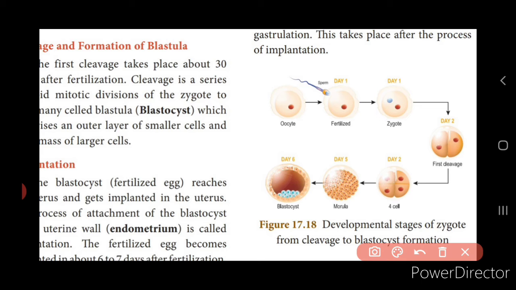So this is about the fertilization period. The fertilization period involves the formation of the blastula, implantation, gastrulation, organogenesis, formation of placenta, pregnancy, parturition, and lactation period. Next we'll see about the personal hygiene and the reproductive hygiene.